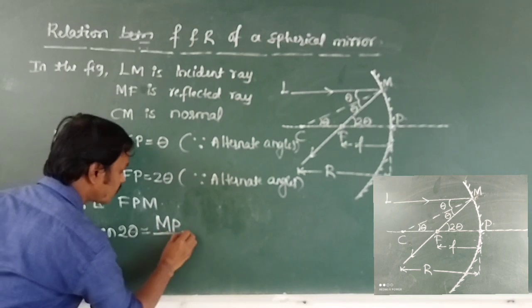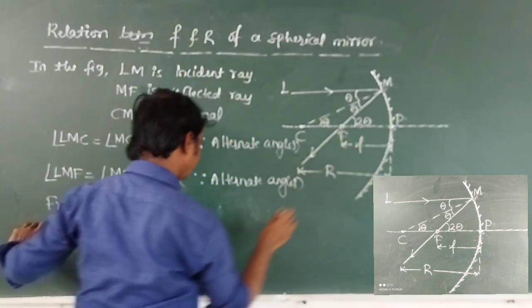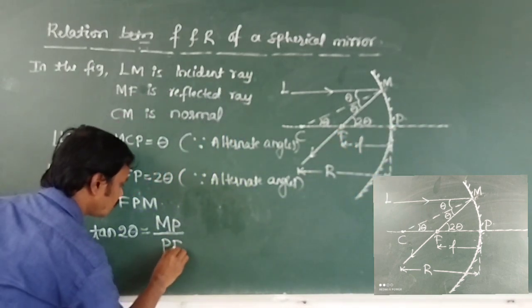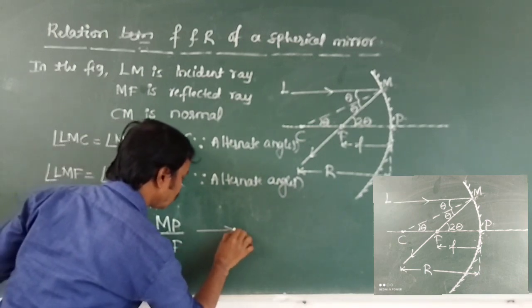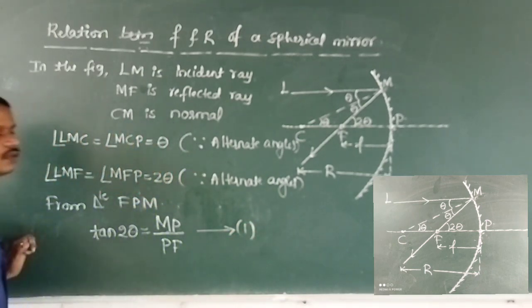And which is the adjacent side for 2 theta? That is PF. So let us take this as equation number 1.